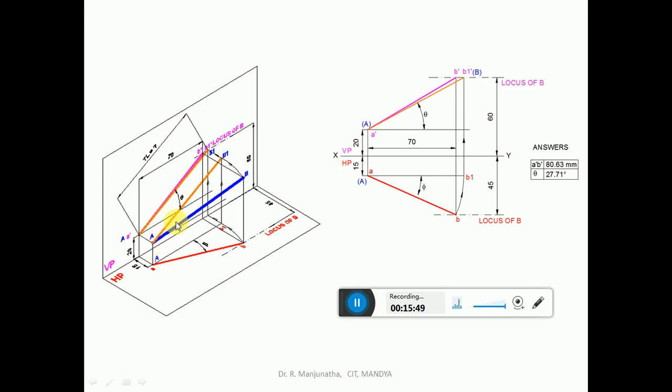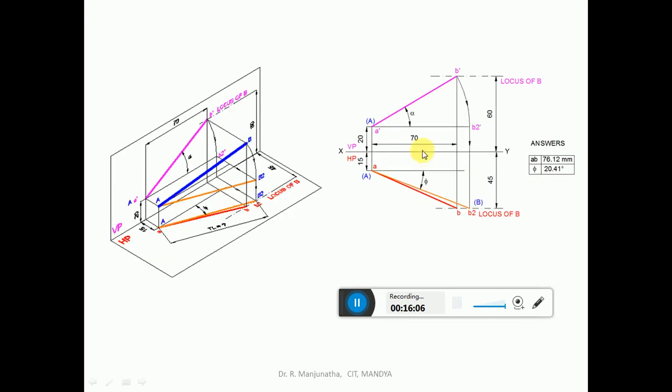Once you make it parallel to VP, when it is projected onto the vertical plane, you are going to get the true length and its inclination theta. So we need not find the true length, but we want to find the true inclination with respect to HP. Similarly, you take from the front view now. We know the front view, you measure with A dash as center, take the radius of A dash B dash, and make it parallel to HP.